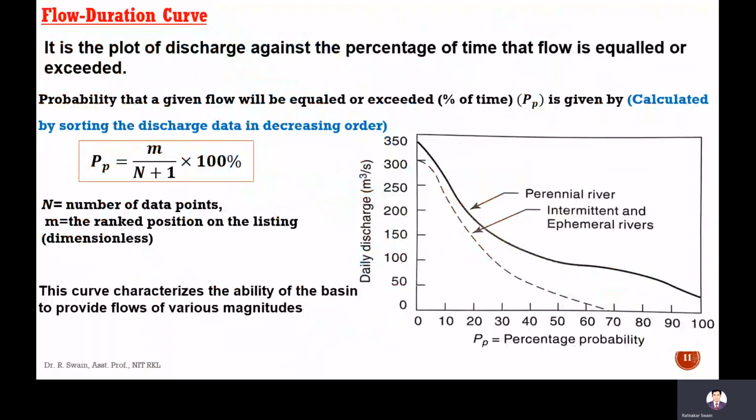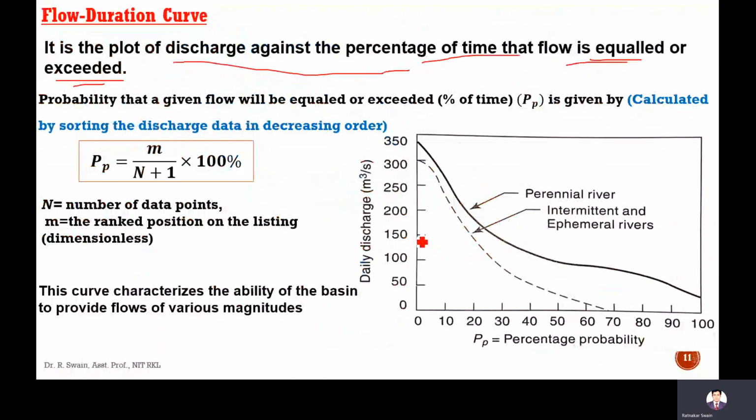Next is the flow duration curve. What is a flow duration curve? It is the plot of discharge against the percentage of time the flow is equaled or exceeded. If you plot discharge on the y-axis, and on the x-axis the percentage of time that flow is equaled or exceeded, that curve is called the flow duration curve.